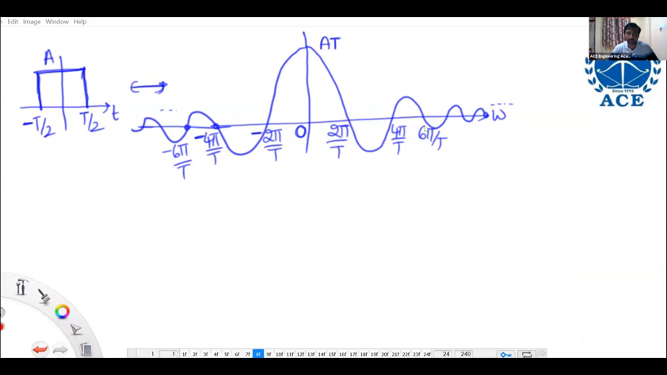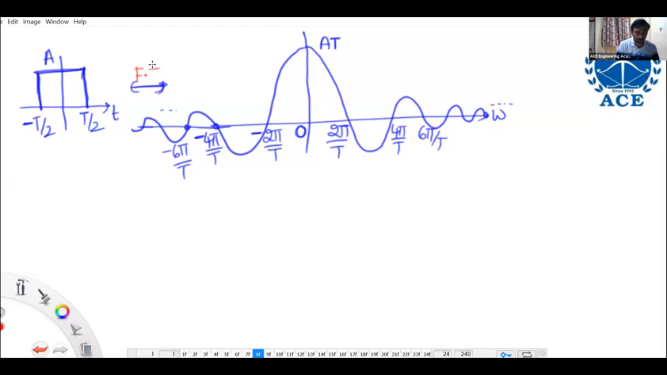SAP function, shortcut. Sa of x means SAP, instead of saying sin over its argument. Shortcut SAP, SAP function. For all integer multiples of 2 pi by t, the spectrum becomes 0.